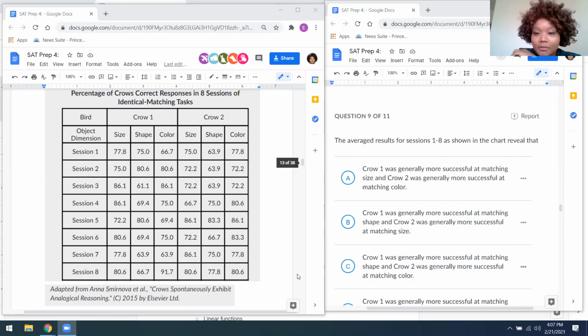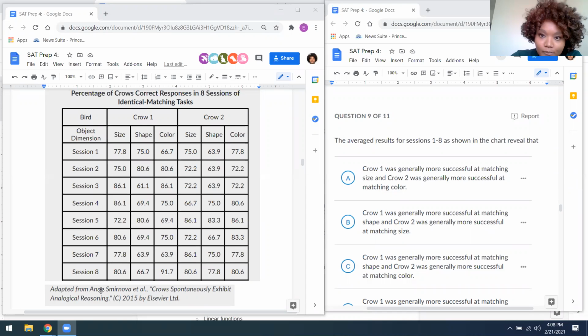So next person on the list is ML. ML, please tell us how you got A, if you don't mind. I got A because I looked at the percentage of each crowd, like crowd 1 and crowd 2, and I started to see if there was a big change in between the numbers in each, like on the side of the size, shape, and color.